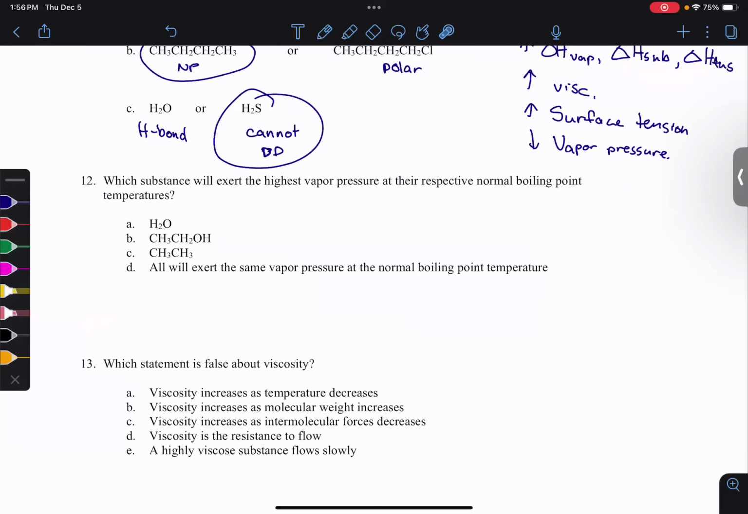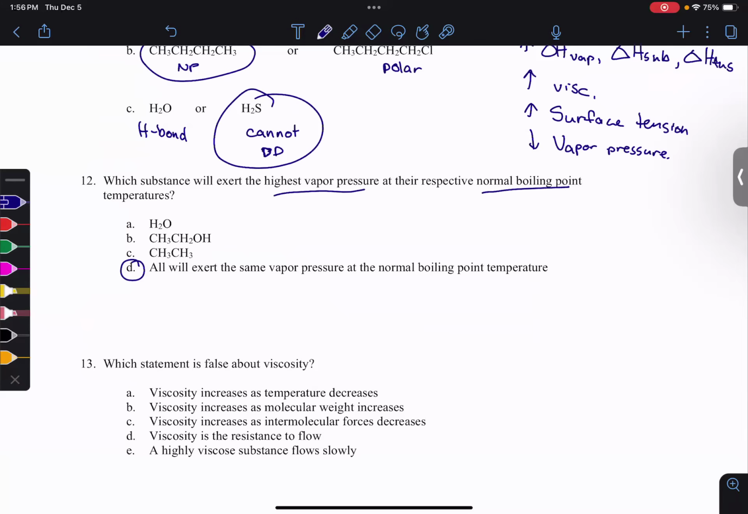All right, last one here. Oh, two more. Which substance exerts the highest vapor pressure at their respective normal boiling point temperatures? All right. Okay, so this one's tricky. I'm just going to tell you the answer, it's D. All of them exert the same vapor pressure at their normal boiling points.